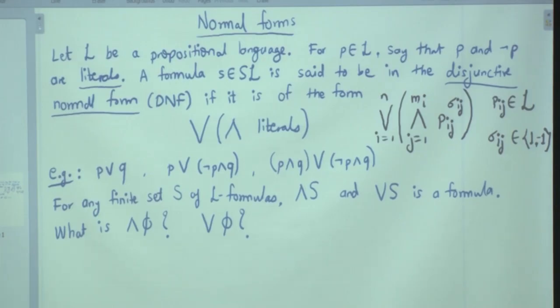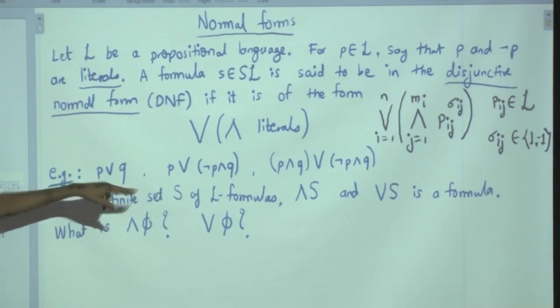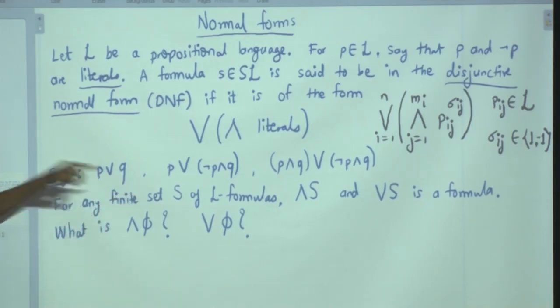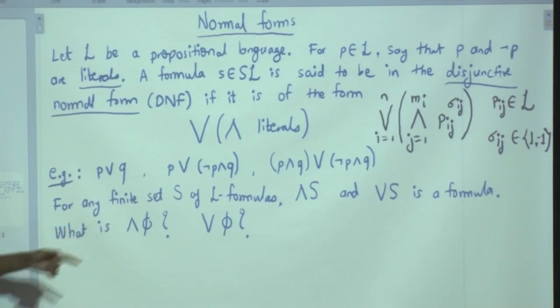See, what did I write? Please read the whole sentence. Conjunction and disjunction is a formula. So, can empty be a formula? P conjunction negation P.